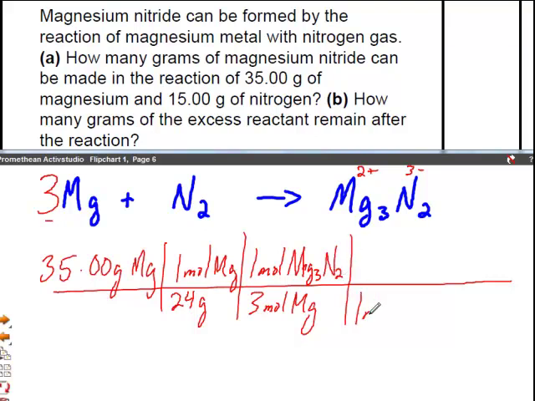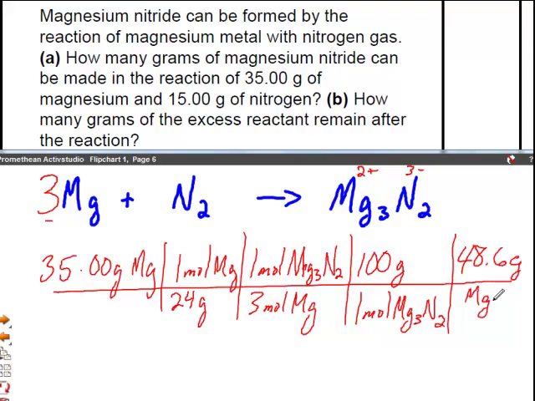Now we have it in moles of magnesium nitride. We want to figure out how many grams of magnesium nitride form. So we have 1 mole of the Mg3N2, and it has a molar mass of approximately 100 grams. And out of this we get 48.6 grams of the Mg3N2. So then we need to look at how many grams of Mg3N2 we can get out of the nitrogen. So we'll set that problem up.